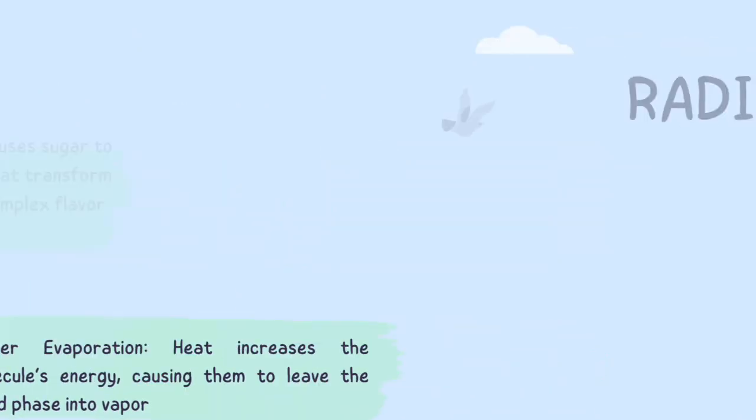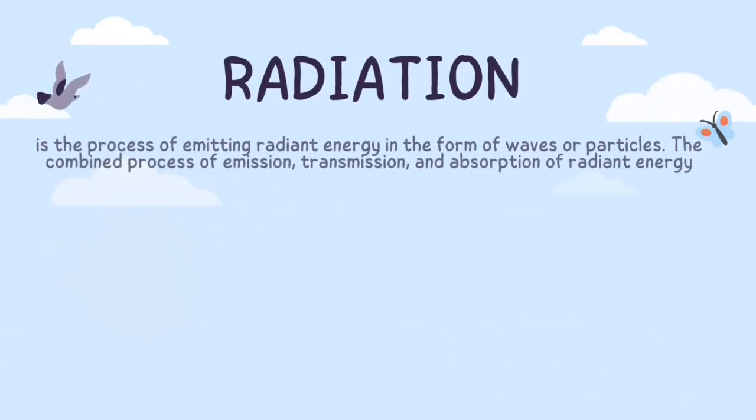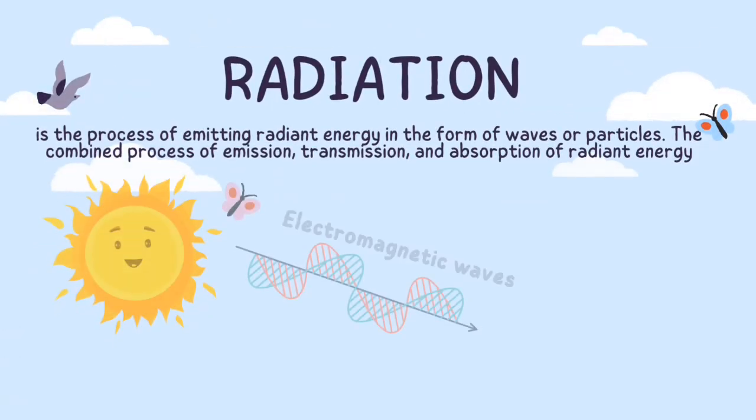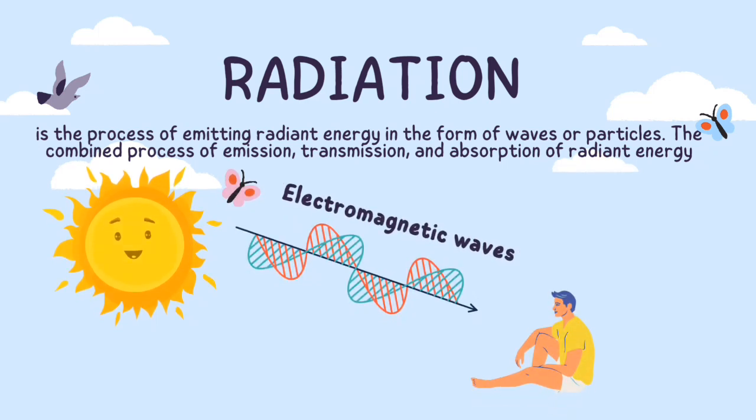Last method is radiation. Unlike conduction and convection, the radiation method of heat transfer doesn't require any contact between the heat source and the object to be heated. Heat is transferred due to energy waves emitted by another object in the form of electromagnetic waves. For example, when you stand outside, you feel the heat of the sun even though you are not touching it. So heat can be transmitted without any medium.